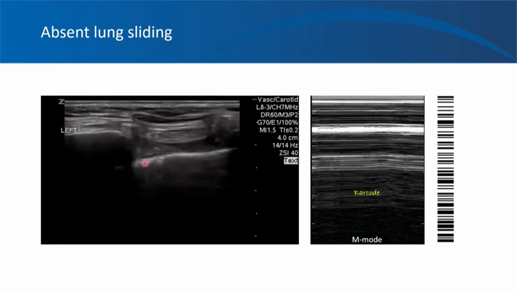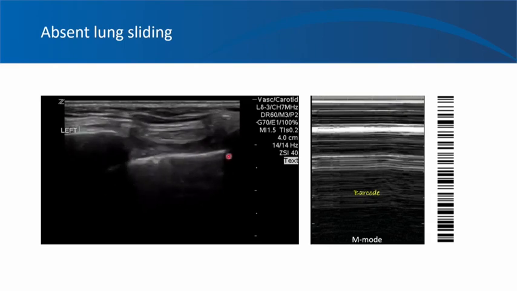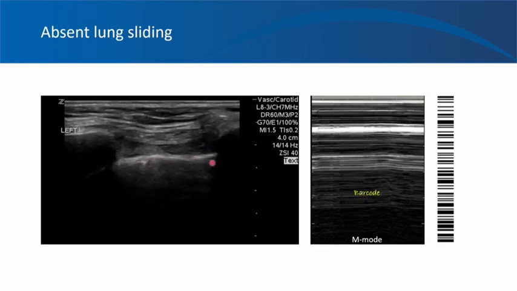See here in this moving picture, you see that lung is moving with respiration, but there is no sliding, there is no shimmering of this line. It's just like one bright line, and there is no oscillation. So on M mode, it looks like a barcode. So if you see something like this, probably the patient has pneumothorax.